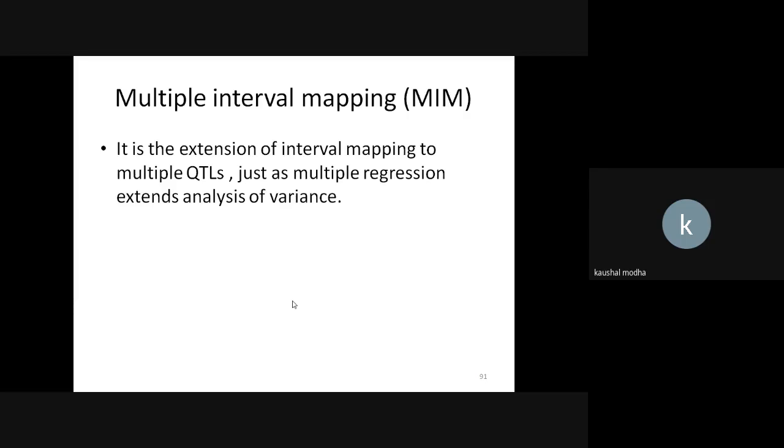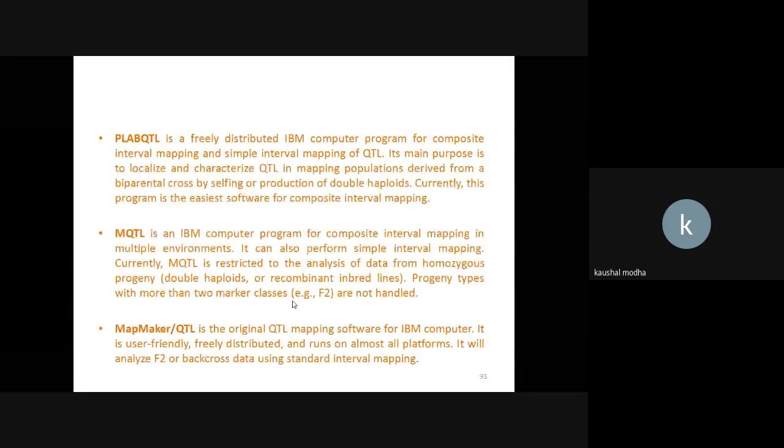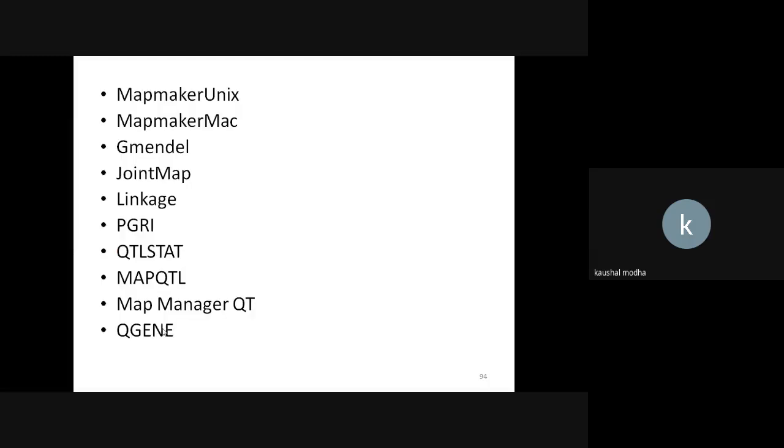So these are the major methods for QTL analysis: single locus analysis, then interval mapping. Under interval mapping, we have simple interval mapping, composite interval mapping, and multiple interval mapping. These are the softwares utilized for QTL mapping. I'm not going to describe them, it's not necessary, but most widely MapMaker QTL is utilized to construct the marker map data and for QTL analysis.